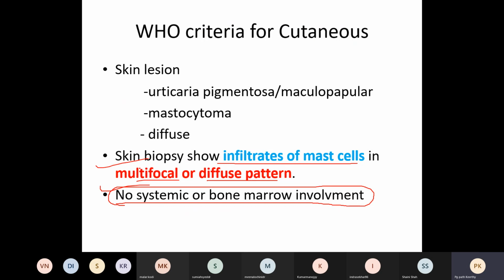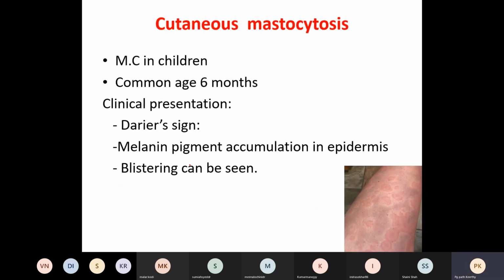If it is involving only a single or localized area, we call it a mastocytoma. If it is multifocal or presented with pigments, we call it pigmented mastocytosis. Or if it is diffuse, we call it diffuse cutaneous mastocytosis. So next, now that we have read about the criteria, we are going to read about each entity in cutaneous mastocytosis.